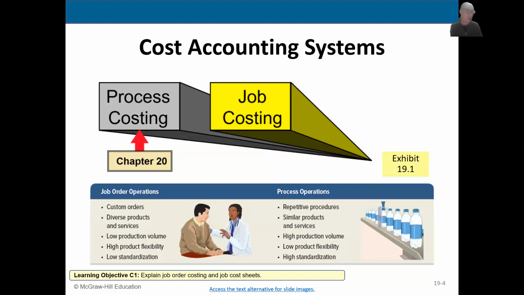So that's the primary difference that we're learning about. When we talk about job order costing, we're talking about specific customer orders. When we're talking about process costing, that is where it's made on a continuous process, regardless of the customer's order. But again, today we're going to focus on job order costing. Next week, we're going to focus on process costing. But it's important that you understand the difference up front.